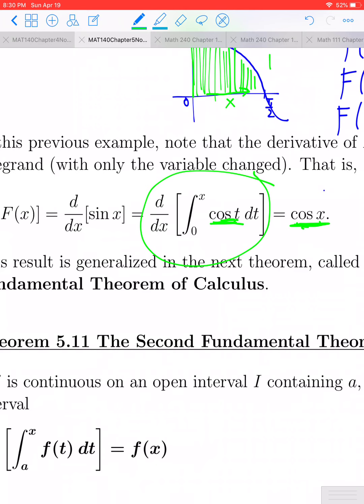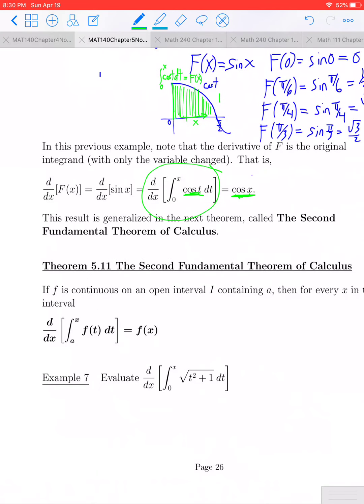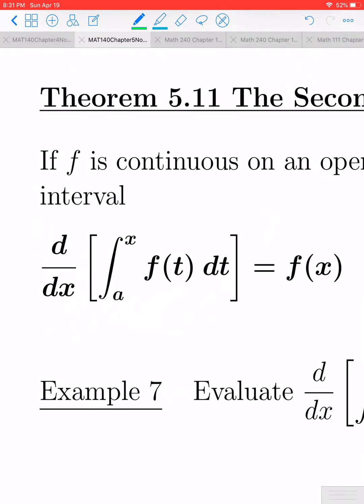And that result, noticing that concept, is what's referred to as the second fundamental theorem of calculus. Okay. The second fundamental theorem of calculus, for us this is theorem 5.11, says that if f is a continuous function on an open interval I containing some point a, then for every x in the interval, the derivative of the definite integral from a to x of f of t dt is going to be equal to just f of x. It's the original integrand, but the original integrand was a function of t. The final answer will be a function of x.